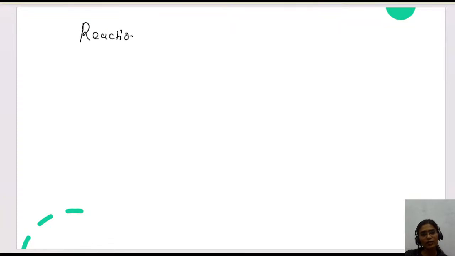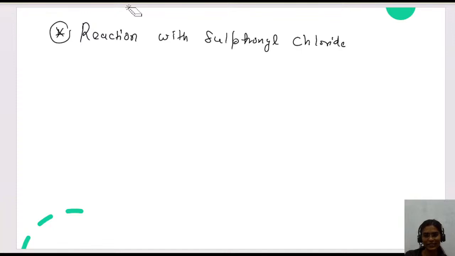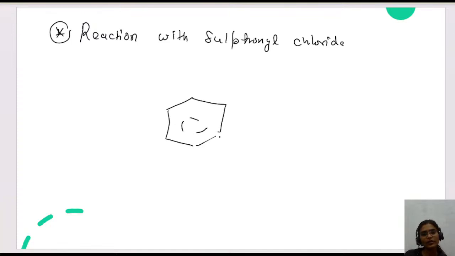So we are discussing when amine acts like a nucleophile, and in that part we're discussing the reaction with sulfonyl chloride. I hope everyone knows what sulfonyl chloride is. If you don't know, just go check it. Everyone knows sulfonic acid. So how does sulfonic acid look? Let's suppose this is our benzene, and this is how it looks.